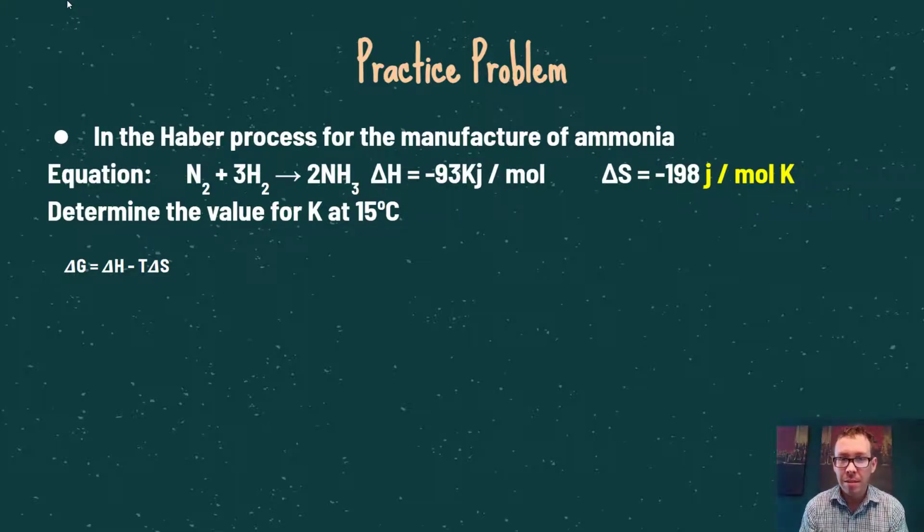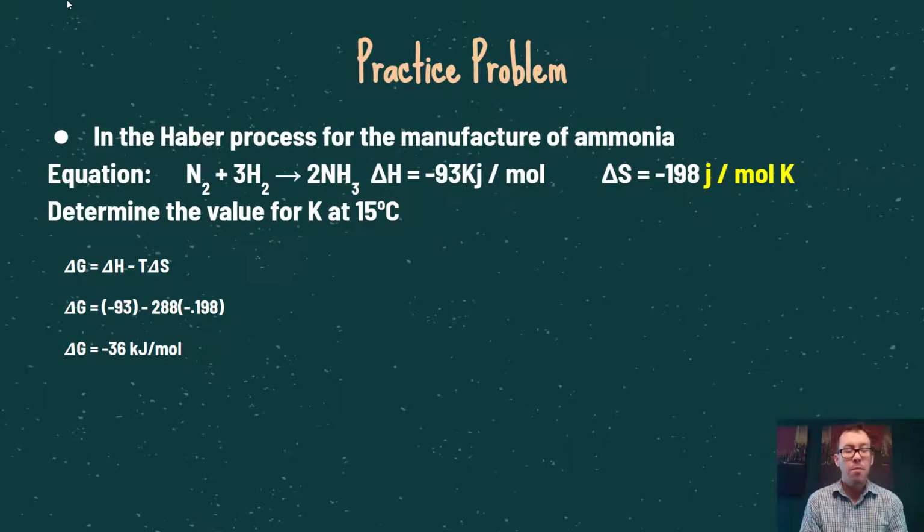Now remember, delta H is in kilojoules per mole, delta S is in joules per mole, so we're going to need to convert delta S into kilojoules per mole by dividing by 1,000. So I'm going to plug all these into that equation, negative 93 minus 288, which is 15 degrees Celsius in Kelvin, and we're going to multiply that by a negative 0.198. And what I get is my delta G value is negative 36 kilojoules per mole.